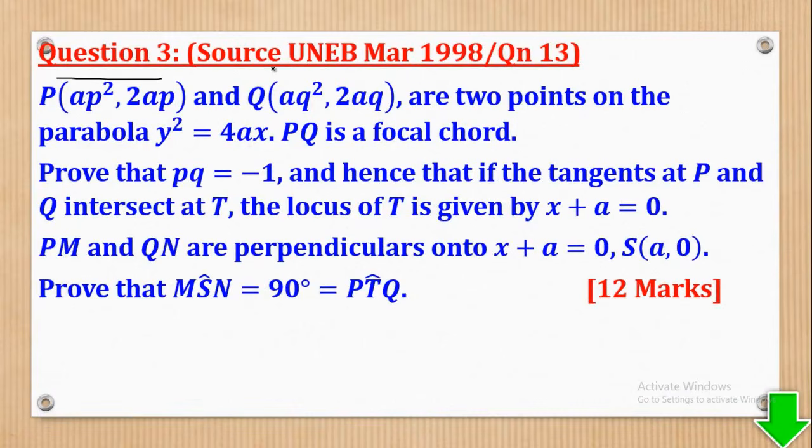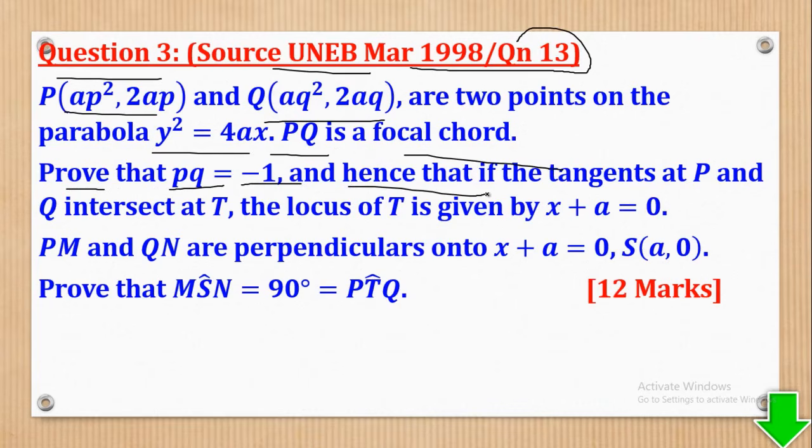So now I shall go to question 3, which came from UNEB of March 1998 paper 1 question 13, and says P and Q are 2 points on the parabola this. PQ is a focal chord, that means it passes through the focus. Prove that pq is equal to -1, and hence that if the tangents at P and Q intersect at T, the locus of T is given by x plus a equal to 0. Then PM and QN are perpendiculars onto x plus a equal to 0, and S, which is the focus, is (a,0). Prove that angle MSN is equal to 90 degrees and is equal to angle PTQ.